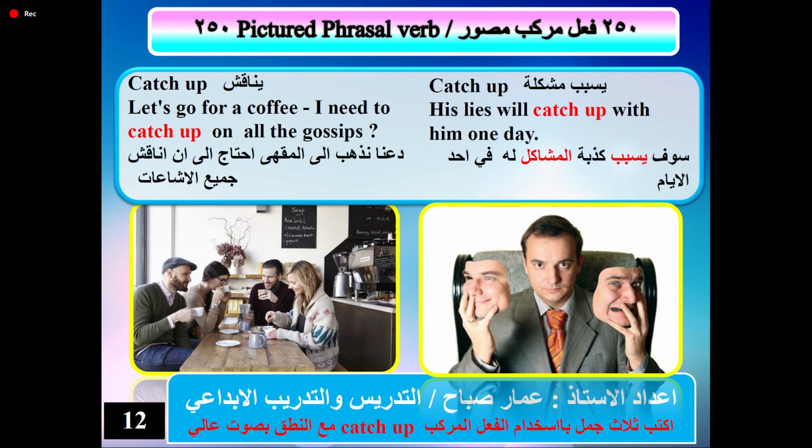So, you can say, my big brother always catches up with our neighbor. أخي الكبير, my big brother, always catches up, دائما يسبب مشاكل, with neighbors, مع جيران. كلي واضح؟ So, catch up means معناه يسبب مشكلة, فعل. When the verb is in the middle of the sentence, a noun or pronoun comes before it. Clear?